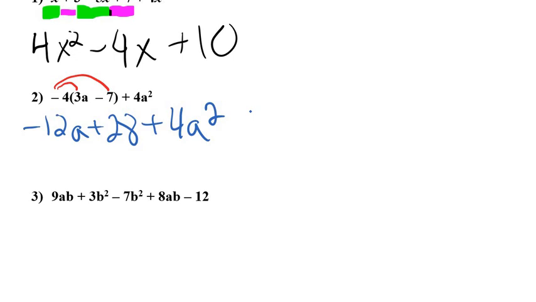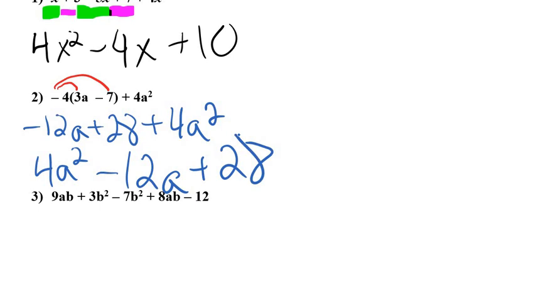There is no step 2 because this is the simplified answer, but now we like to put it in acceptable form, right? Standard form, which just says that we go from the largest exponent to the smallest, and that means that the number has to be last.